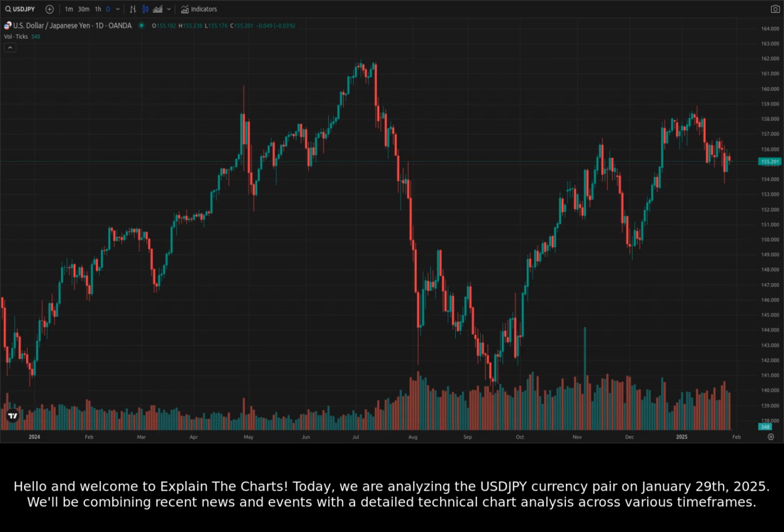Today, we are analyzing the USDJPY currency pair on January 29, 2025. We'll be combining recent news and events with a detailed technical chart analysis across various timeframes.